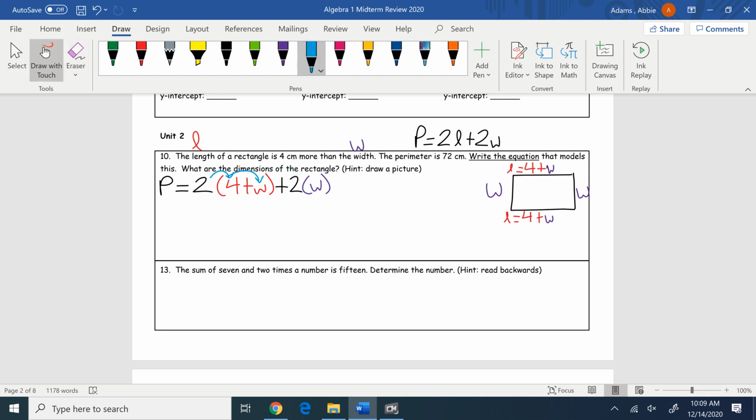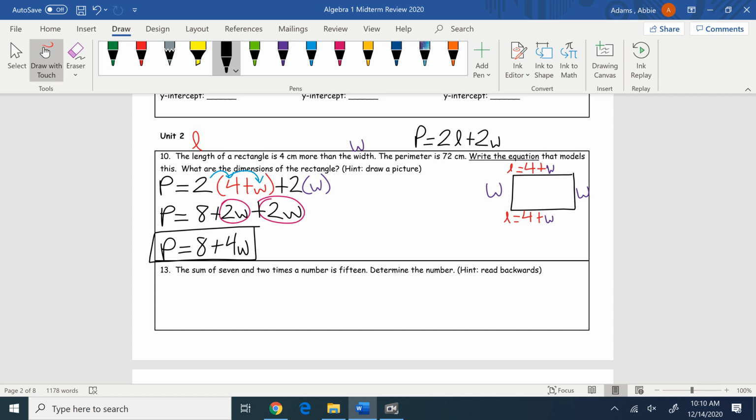So for each of these parentheses, we have a 2 on the outside, so I'm going to do 2 times 4 and 2 times W. And for the second term, it's just 2W. So we're going to have P equals 2 times 4, which is 8, plus 2W, plus 2W again. And now we combine like terms. We have 2W plus 2W. So this means the equation for our perimeter is 8 plus 4W. So that's the first step that it's asked us to. Well, we've drawn our picture and now we've written the equation that models this rectangle.